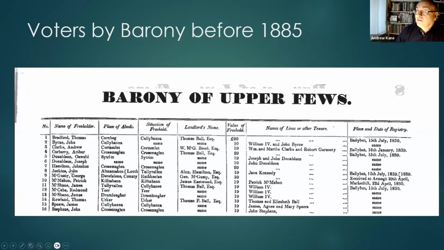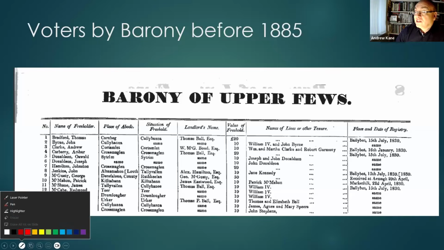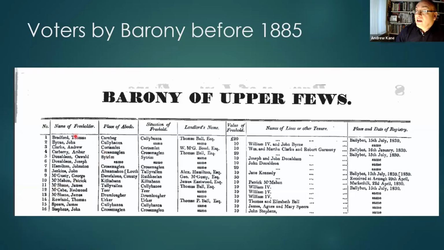If you can see, my little red dot has disappeared, so I'll just put it back on. So there's the name of the voter, the freeholder, where he lives, and where the land he holds that entitles him to vote is, who his landlord is, the rough value of the freehold, if it's a lease for lives, who the lives are, and where and when he registered his right to vote. All really useful and interesting information for the researcher.